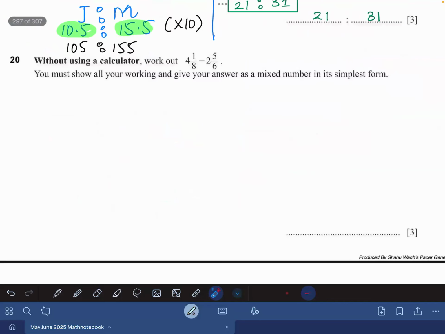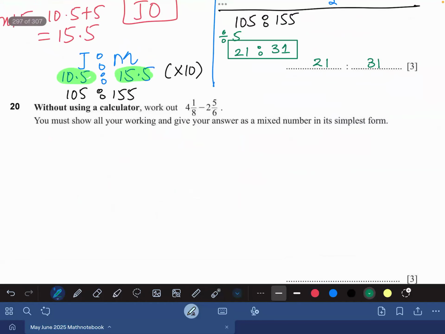Question number 20 is, without using a calculator, let's simplify this first. 8 fours are 32. 32 plus 1 is 33. Minus 6 will come as it is. 6 twos are 12. 12 plus 5 is 17.